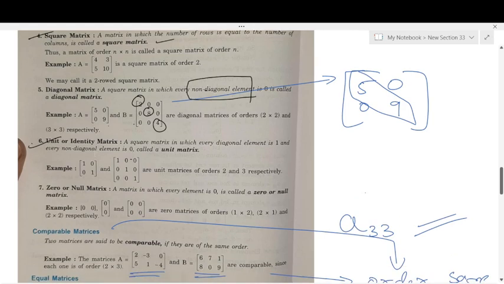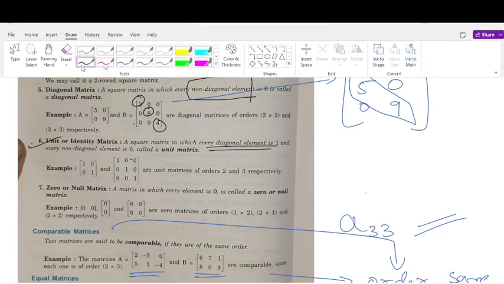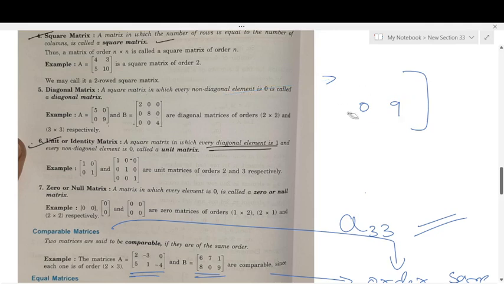Next, unit or identity matrix. Remember, unit, most of the time they'll ask identity, the word identity matrix. According to R.S. Agarwal textbook, they give unit or identity, but in board exam they can give the name identity matrix. Okay. So what do you mean by unit or identity? All the diagonal elements should be 1. That is known as unit or identity matrix.